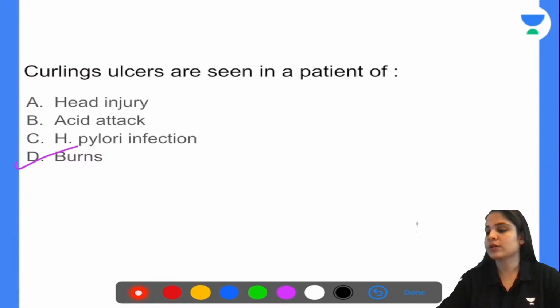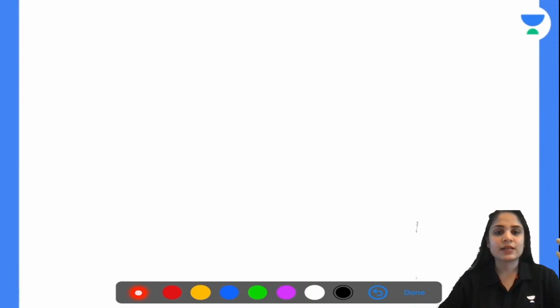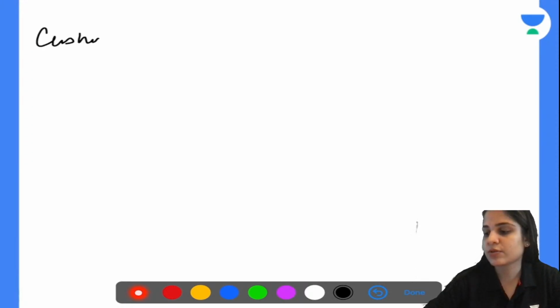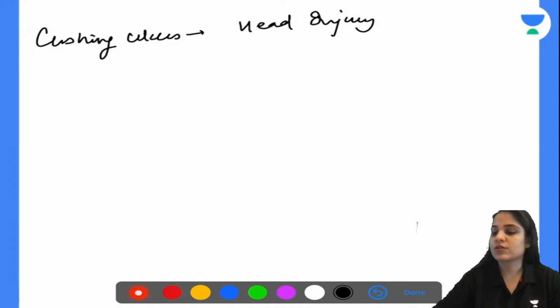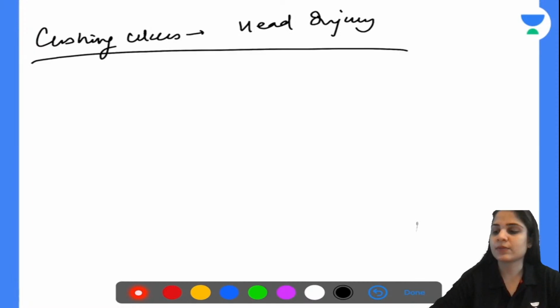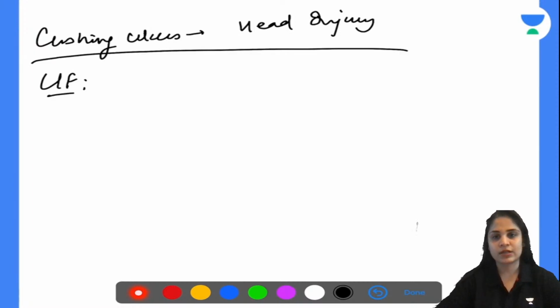So moving on to curling ulcers. Curling ulcers are basically seen in patients of burns. Other gastric ulcers that they will ask you about is Cushing's ulcers. So everyone knows about Cushing's ulcers and curling ulcers. Cushing's ulcers is seen in patients with head injury. Correct? Okay. Now, next thing that they will ask you is how does a patient present? So, clinical features of a gastric ulcer.